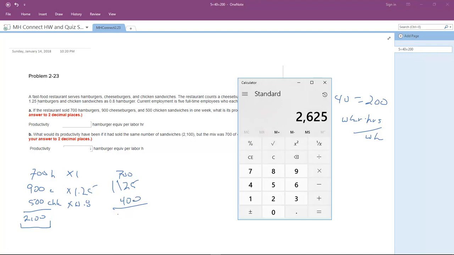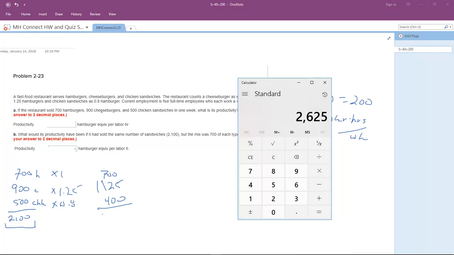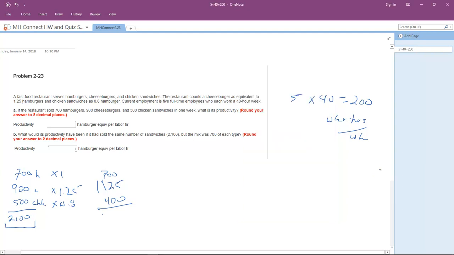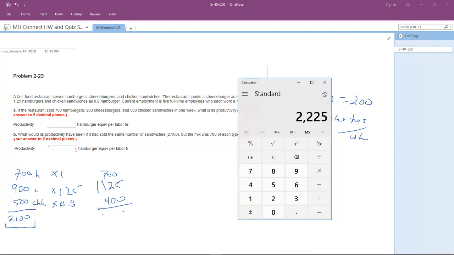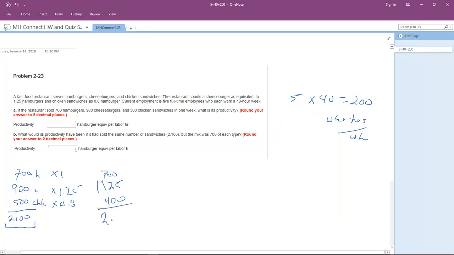Let's do that again. It doesn't look right. Let's go back to the calculator here. 1125 plus 700 plus 400 equals 22.25. For some reason, something happened on the calculator there, and we have 22.25. I was going to guess that, but it's better to use the calculator anyway.